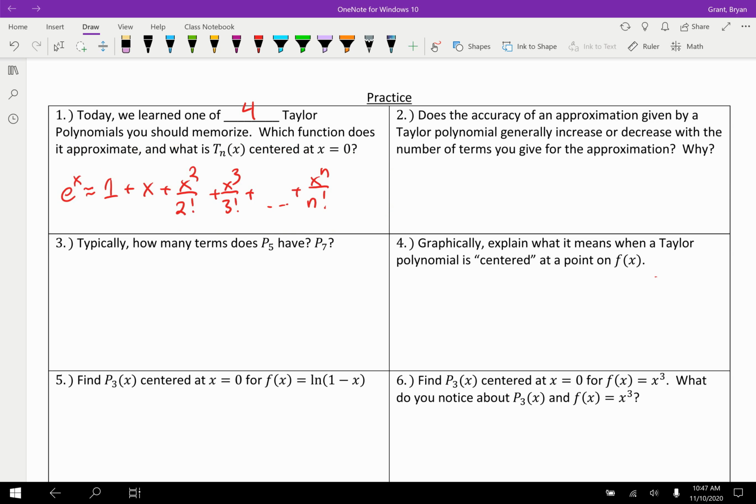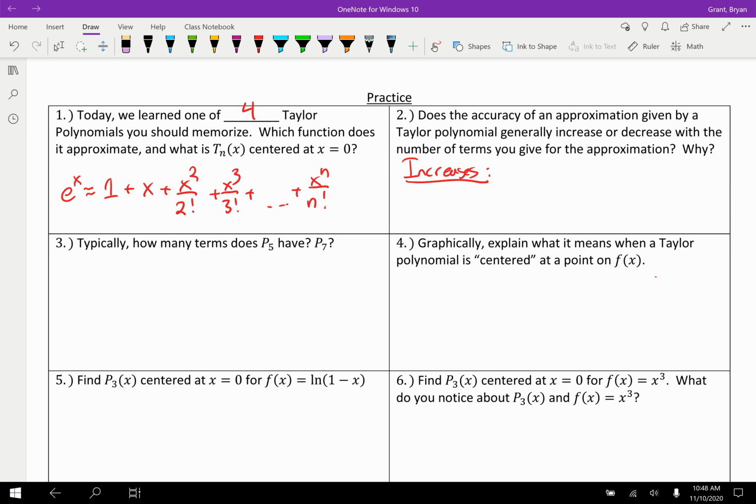Number 2, does the accuracy of an approximation given by a Taylor polynomial generally increase or decrease with the number of terms? Well, we saw that on the graph. It definitely increases the more terms you have on there, and the main reason it increases is because it makes this approximation match this for all the derivatives, right? If we just have 4 terms to the 3rd power, then this will only match e to the x at its center down to 4 derivatives. We want it to match for all of the derivatives, so we want to put all of the terms. And you can phrase that however you'd like.